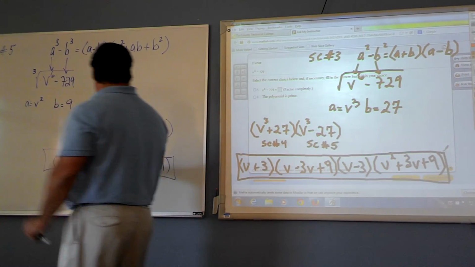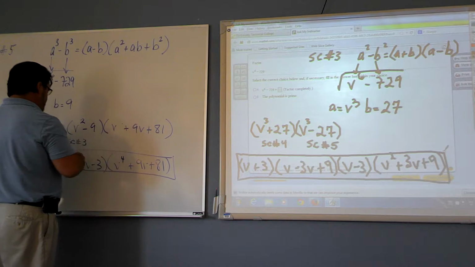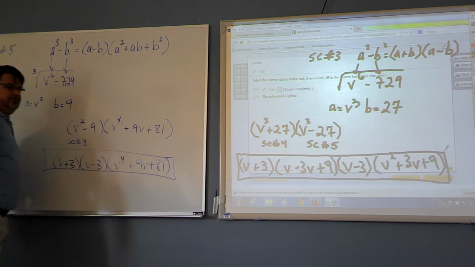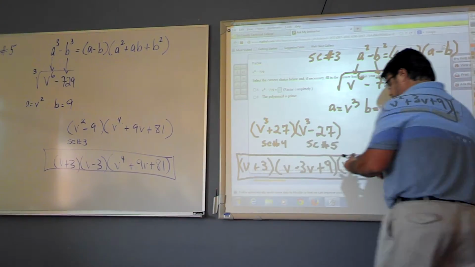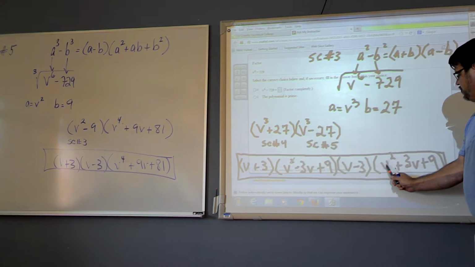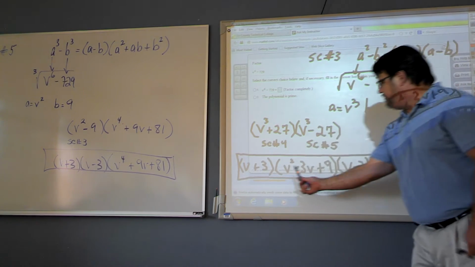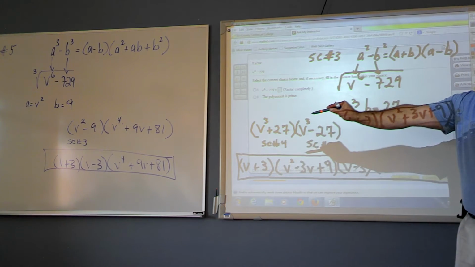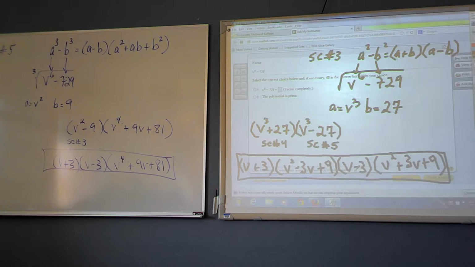This should be b to the fourth. Because what is b squared times b squared? b to the fourth, and then you have your b minus 3, and you have your b plus 3. So that's the more simplified answer because you don't have as much to write. But they're the same answer, yes. One's more simplified than the other.